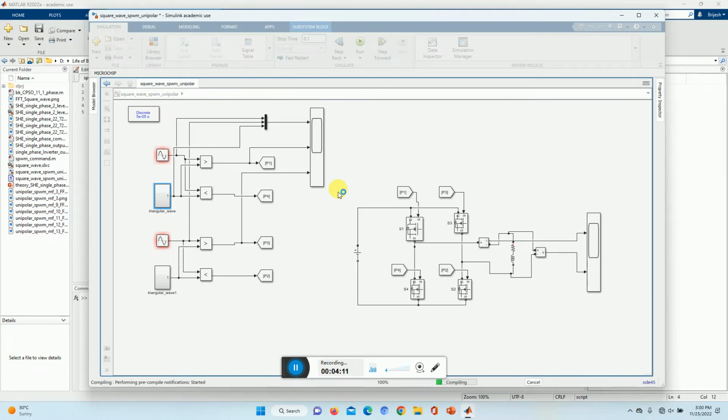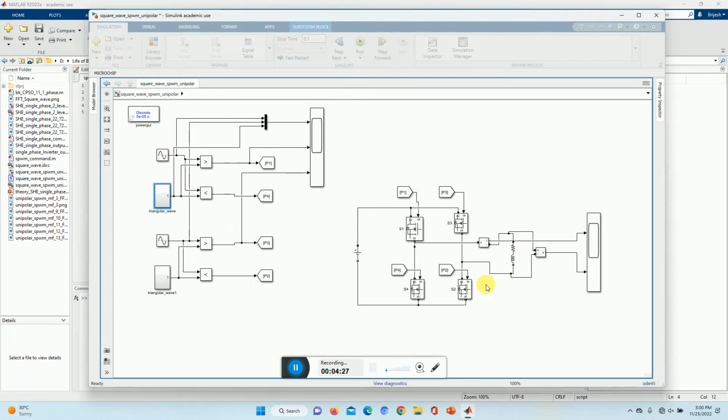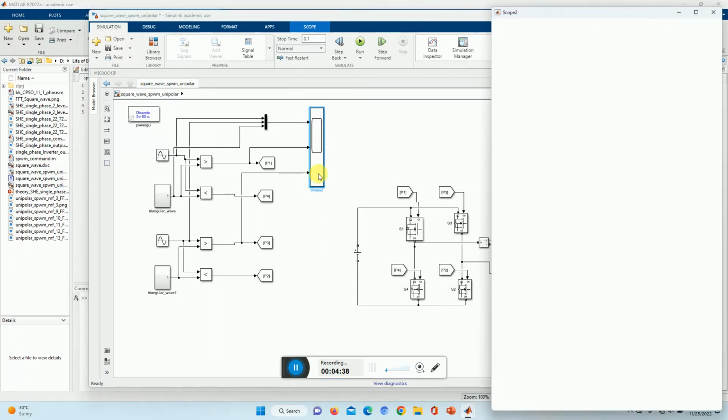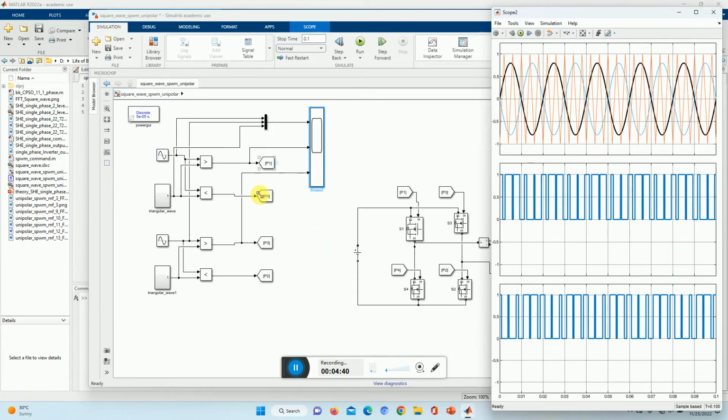After running this simulation, we will see what the output voltages across the load are, and what the gate pulses are that we will both see here. So the simulation is run right now. Let us see the pulses first, and if the pulses are correct, that means these output signals will be correct.